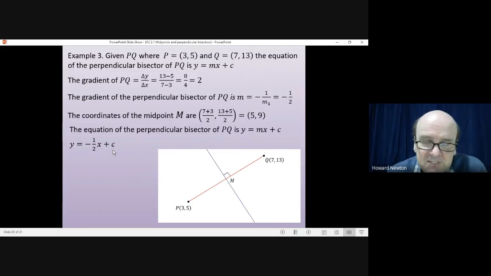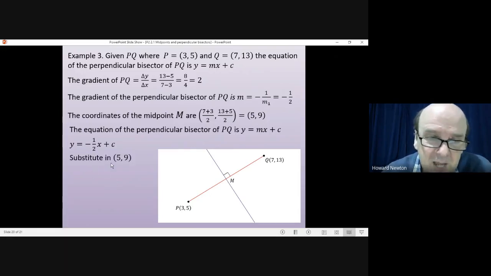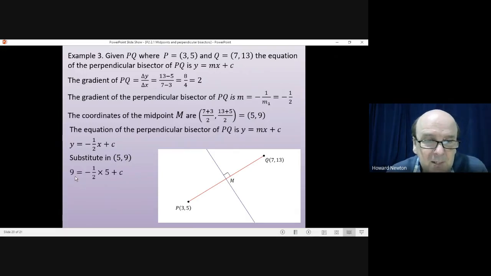The method for finding c is always the same. You need to know the coordinates of any point on the line. Well, I've just worked out the coordinates of a point on the line. M is on the line, where x is 5 and y is 9. So substituting in x equals 5 and y equals 9 gives me 9 equals minus a half times 5 plus c, which means that c is equal to 23 over 2. So in the form y equals mx plus c, the equation of the perpendicular bisector will be y equals minus a half x plus 23 over 2.